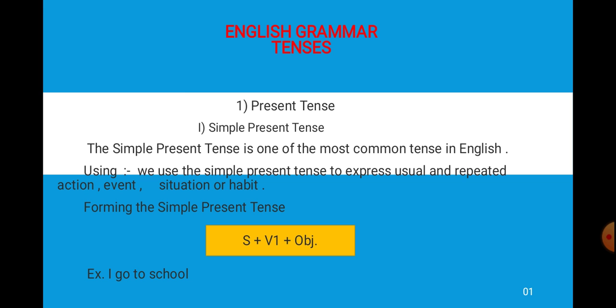Forming the simple present tense: we use the structure subject plus V1 plus object, that is, subject plus verb first form plus object. For example, I go to school.